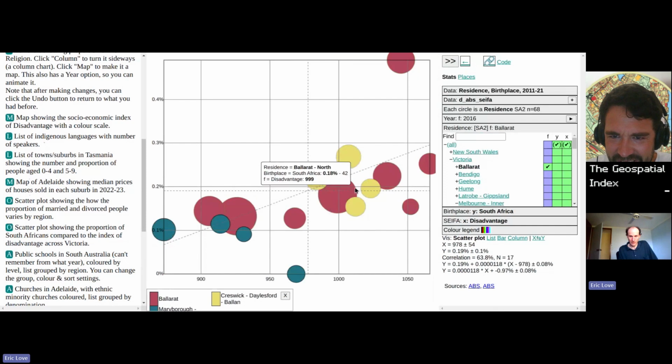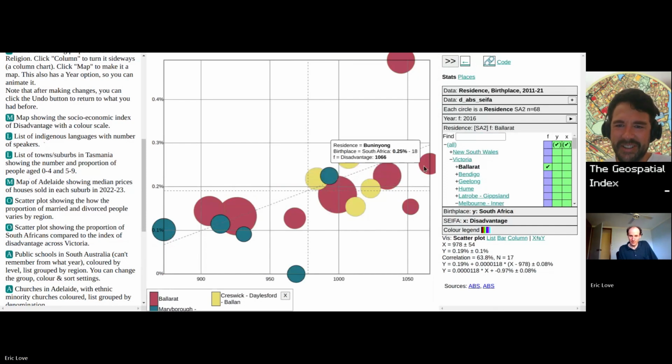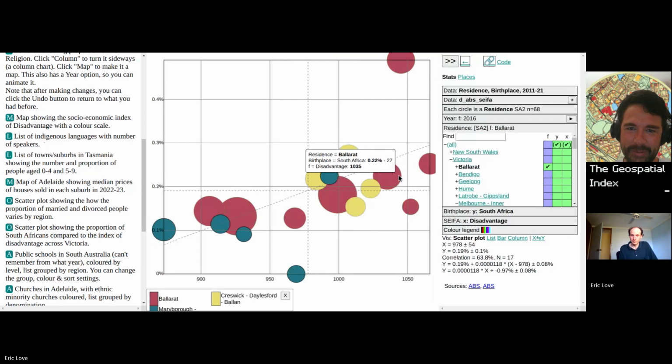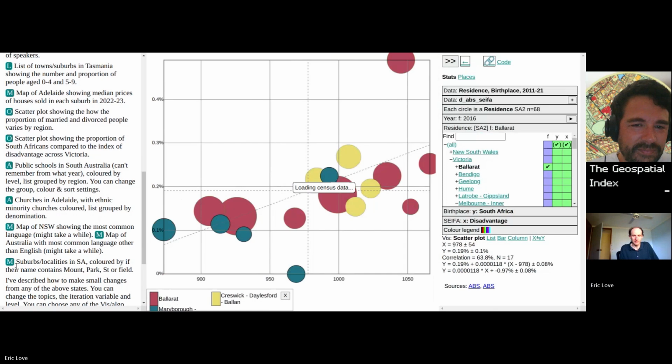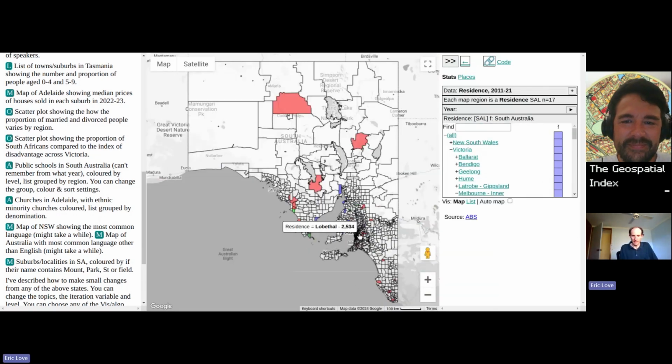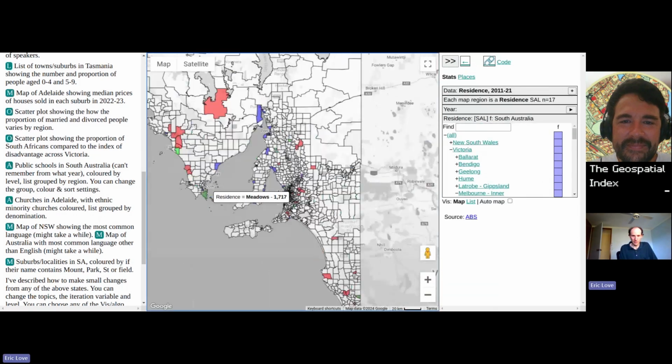So you can see the different parts, and so the correlation is 0.6. The R value was 0.64 basically, or 0.6. So is it saying that as the proportion of South Africans increases, the degree of disadvantage decreases? That's right. So South Africans in Australia tend to be more well off, and tend to live in more well off areas. Fascinating.